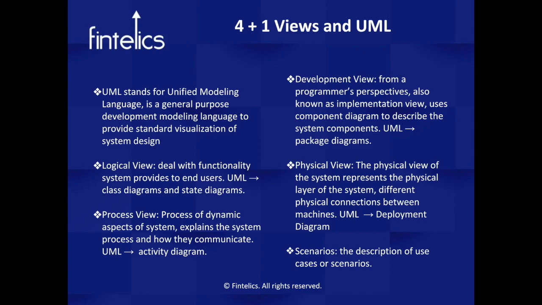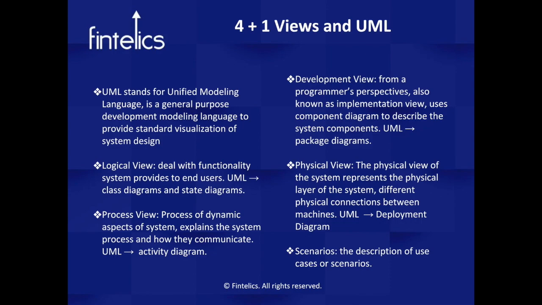The process view represents the dynamic aspects of the system. It explains the system processes and how they communicate, as well as the execution flow. In UML, this is represented by the activity diagram. The development view is from a programmer's perspective. It's also known as the implementation view. It uses the component diagram to illustrate the system components. In UML, this is known as the package diagram.